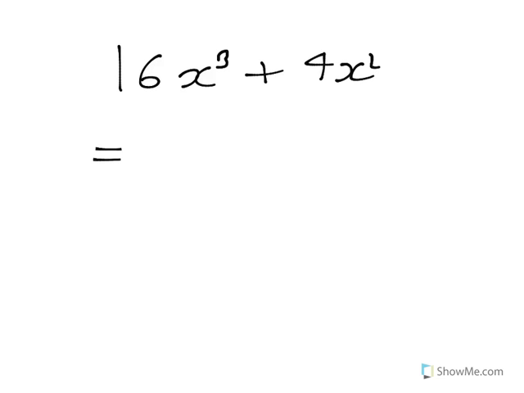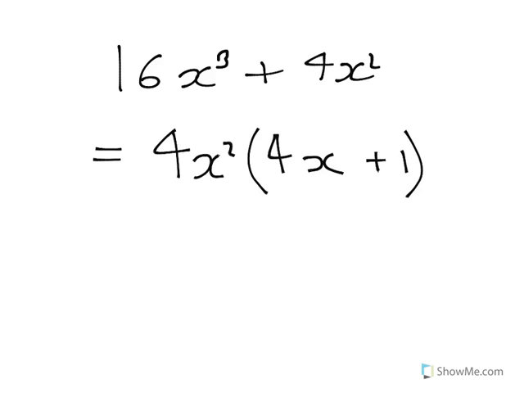So I can see that 4 appears in both terms and x squared. Actually, I'm going to go for 4x squared, straight into the big one. 4x squared. Now what do I need to multiply by 4x squared to get 4x cubed? Well, 4x will take me there. And then that's just plus 1. 4x squared times 4x gives me 16x cubed. And then 4x squared times 1 gives me 4x squared.